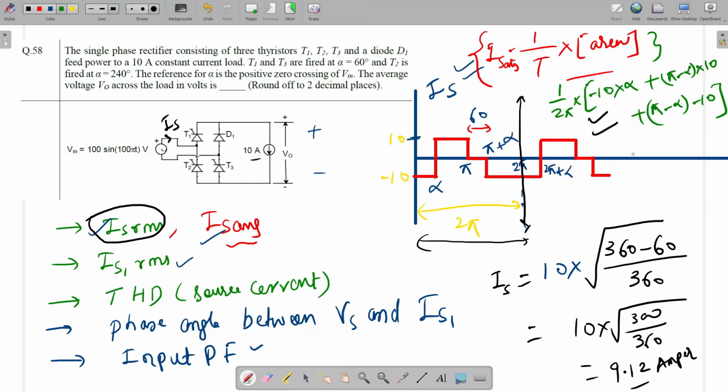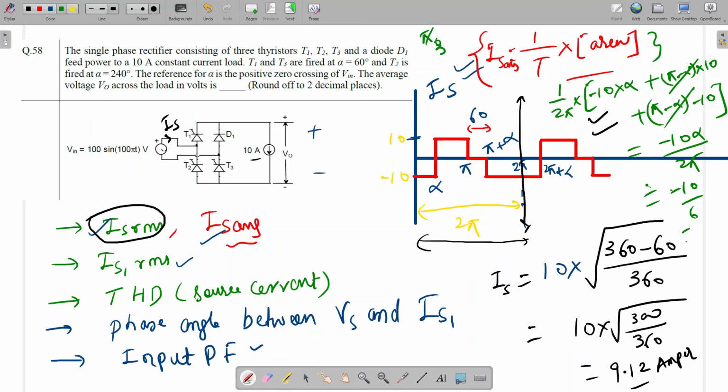So finally, if we calculate this, the pi minus alpha into minus 10 and plus 10 terms will cancel, plus and minus. So it will be minus 10 alpha divided by 2 pi. Alpha is how much? Pi by 3, 60 degrees. So the final average value will be minus 10 upon 6.